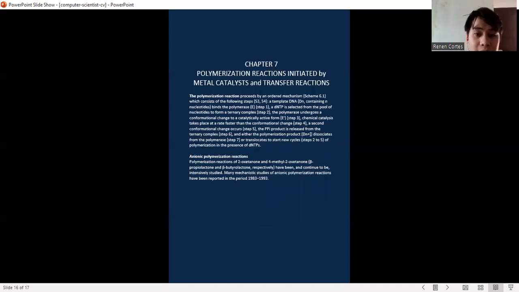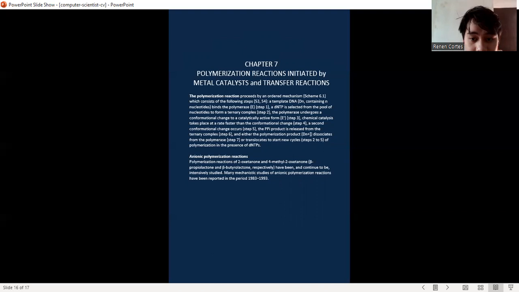For chapter 7, polymerization reactions initiated by metal catalysts and transfer reactions. The polymerization reaction proceeds by an ordered mechanism which consists of the following steps. For steps 1 to 3, a template DNA or DN containing N nucleotides binds the polymerase or E, and dNTP is selected from the pool of nucleotides to form a ternary complex. The polymerase undergoes a conformational change to the catalytically active form E.